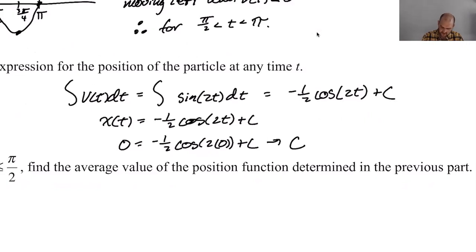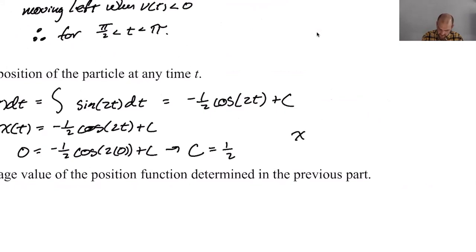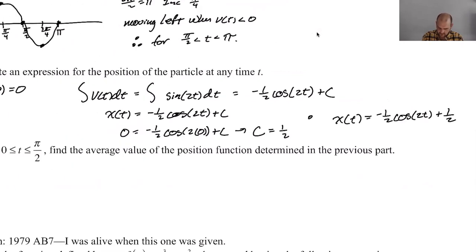Cosine of 0 is 1, so c minus 1/2 is 0, so c is +1/2. I feel like I made that more complicated than I needed to, but anyway, x of t is going to be -1/2 cosine of 2t plus 1/2. That is my answer for x of t.